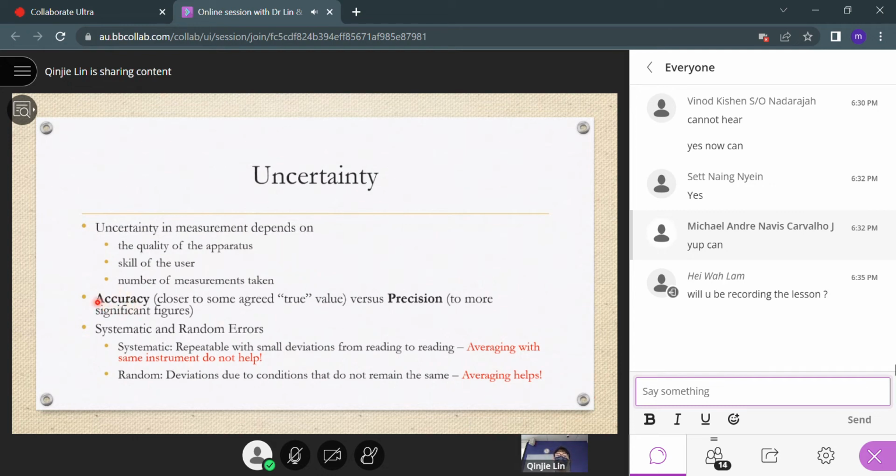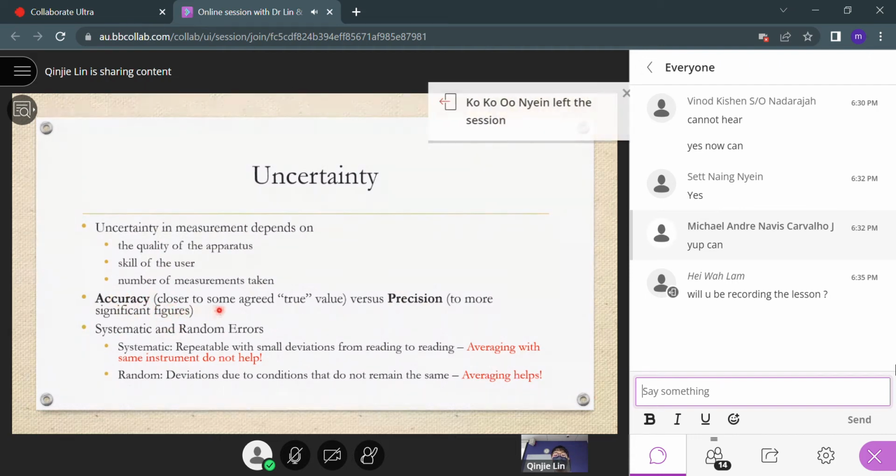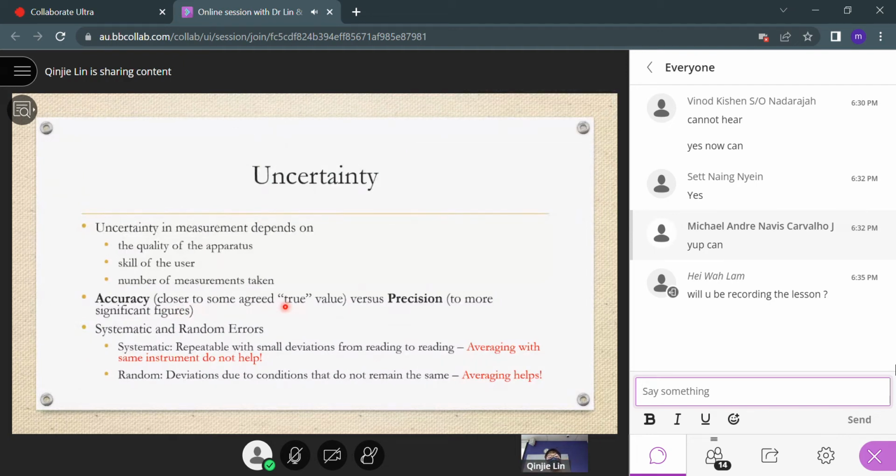So we come to accuracy versus precision. In terms of English, sometimes we just roughly take them as the same, but actually they mean very different things. In physics, accuracy means how close it is to the correct value, how close it is to the true value. That's how accurate it is. Precision is how many decimal places or significant figures we are talking about. Something can be very precise up to the 10th decimal place, but not accurate because it's wrong. Something can be very accurate but not precise. So they are two totally different things.